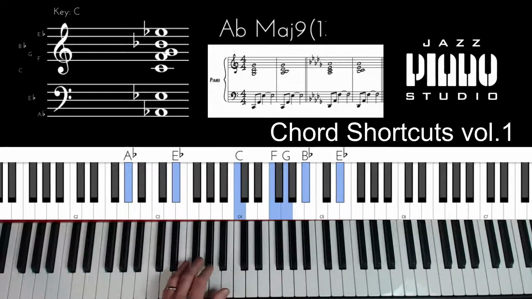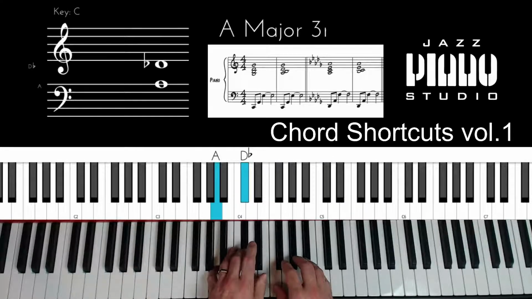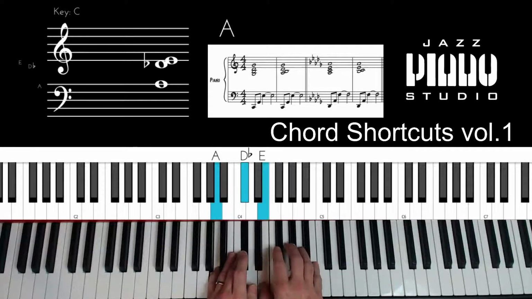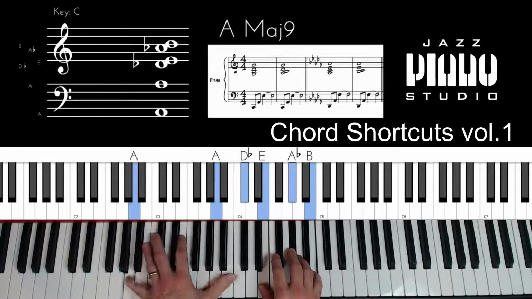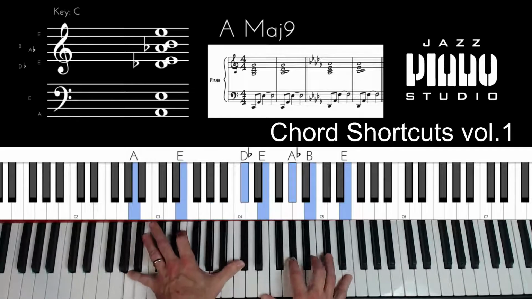Alright, let's go ahead and do A. So A, C sharp, and E. So I will go from an A chord up to the top note and do an E triad. So A, E, and C sharp against an E triad with an E on top.